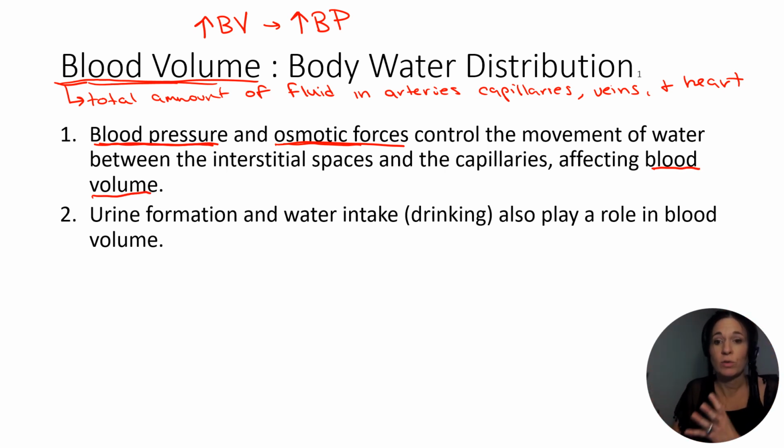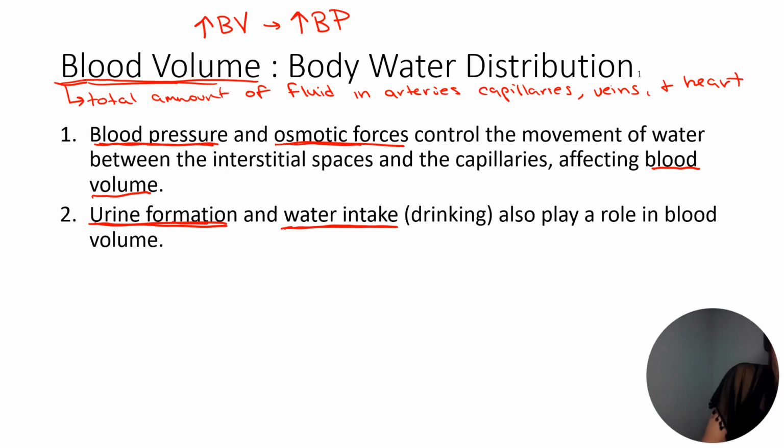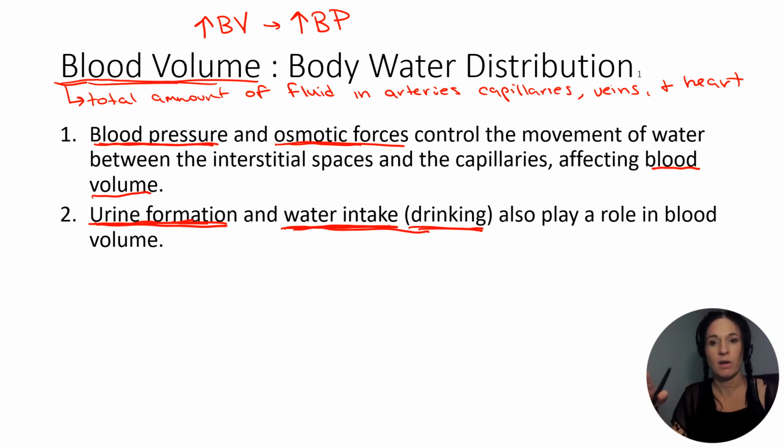What we'll really go into when we get to the urinary system is also how the urinary system affects blood volume. So if we urinate more, we're getting more water out of the body. This is going to decrease blood volume. But let's say we increase our water intake, so we drink more and we urinate less. Now we're going to have an increase in blood volume. So urine formation and water intake can play a role in regulation of blood volume.